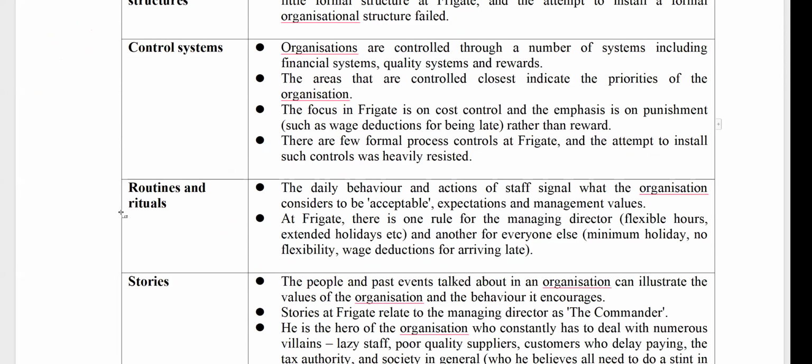Rituals and routine. The daily behavior and actions of the staff signal what the organization considers to be acceptable, expectations and management values. So at Frigate, there is one rule for the managing director, flexible hours for him, extended holidays, and another for everyone else. Minimum holiday, no flexibility, wage deductions for arriving late. So these are its rituals. And we could see this from the case, right?